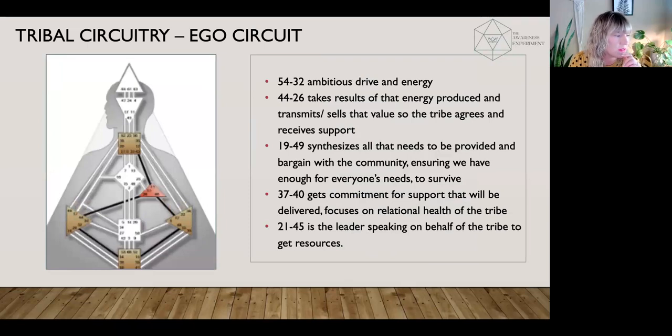Now, there's ways that we can even split up the ego circuit. So I'm going to kind of lead us to that because it's easier to see how it works. These are all the channels, okay? So again, we have the 5432, which is drive and ambition. So this is ambitious drive and energy, and then this channel, the 2644, which Tiffany has, I have half of that, takes the results of this energy produced and transmits and sells that value so the tribe agrees. It's like, you know what, you're right, you're transmitting something that's important, and that is what's good for the tribe, and that is how we're all going to be supported, and our needs are going to be met.